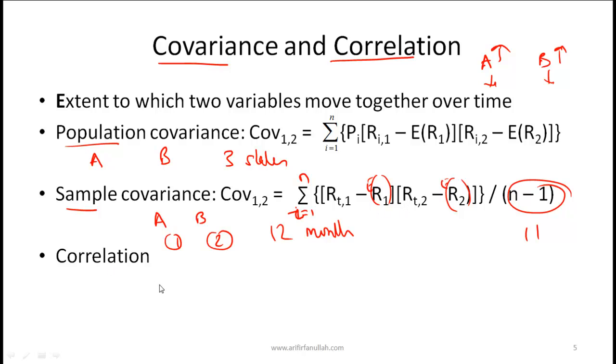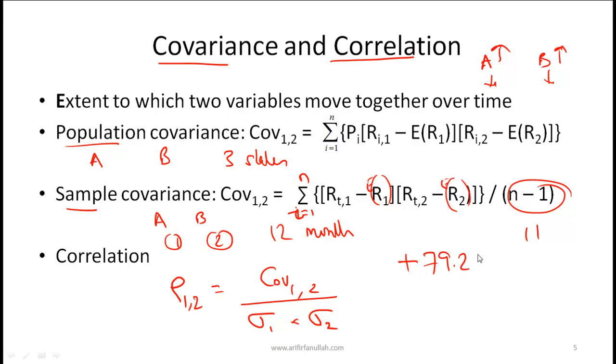Correlation is represented by the Greek symbol rho, and correlation between 1 and 2 is equal to the covariance between stock 1, stock 2 divided by the standard deviation of 1 multiplied by the standard deviation of 2. So the correlation basically is a standardized measure. The issue with covariance is you might have a covariance of plus 79.25. All this tells you is that the covariance between 1 and 2 is positive. What it doesn't tell you is whether this is a strong covariance or a weak covariance.